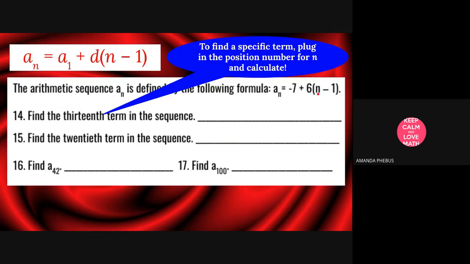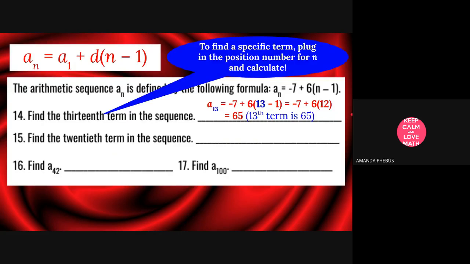So for number 14, we want the 13th term, so we're going to plug in 13. Now, I'm going to put 13 down here for n so that I have a symbol to tell me that, hey, I'm looking for the 13th term. We plugged in 13 for n, do a little bit of subtraction. 13 minus 1 is 12. And then at this point, you multiply the 12 times the 6 and then add the negative 7. You could stick it in a calculator as well, but the 13th term is 65.